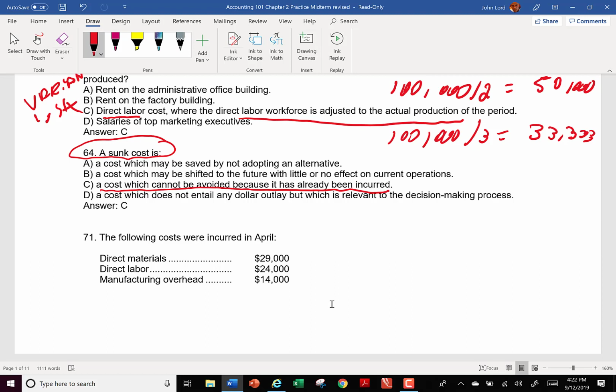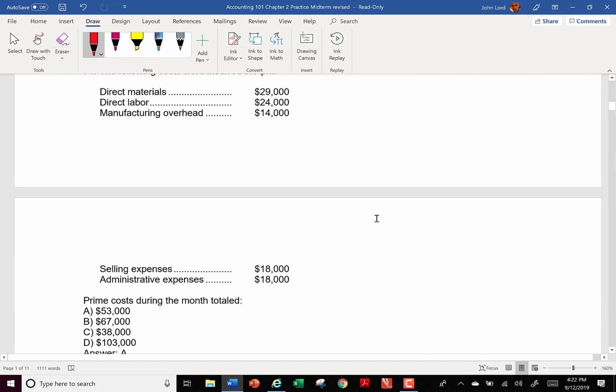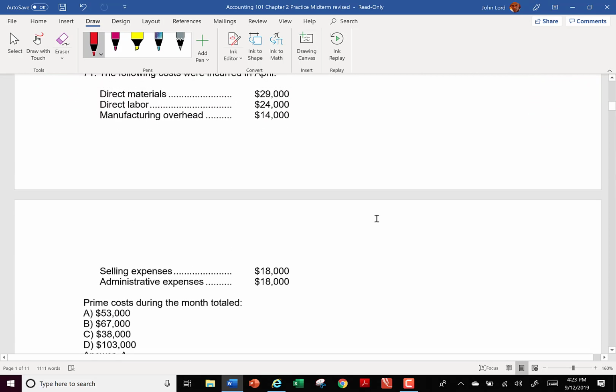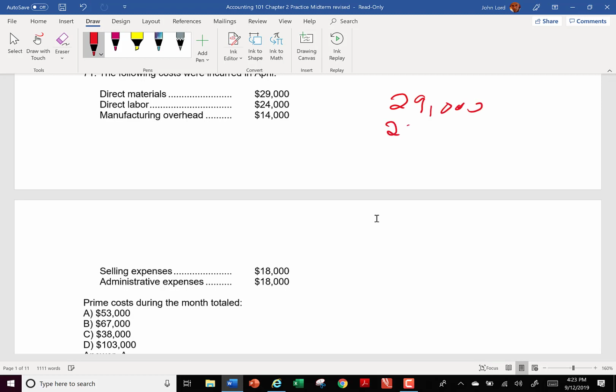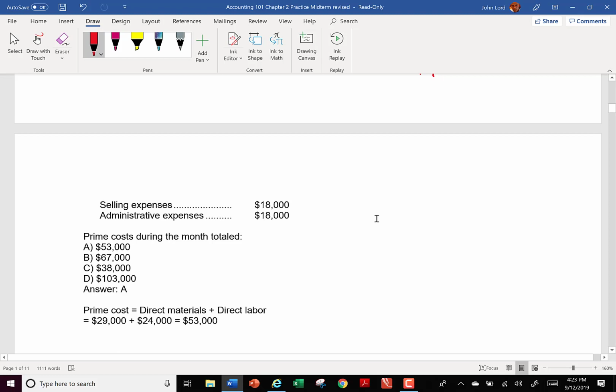Okay, good. The following costs were incurred in April. I think we looked at this already. Prime cost is direct material plus direct labor. So I got to pick up that $29,000. Is direct labor a prime cost? Okay, and then that's it, right? Those are my two prime costs. So when I add those up, I get $53,000.